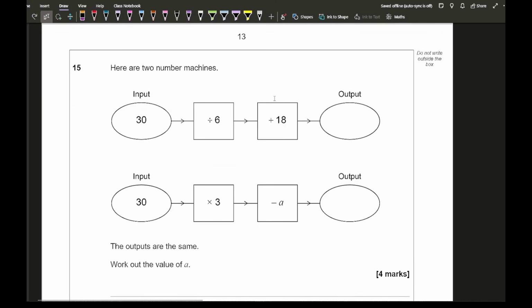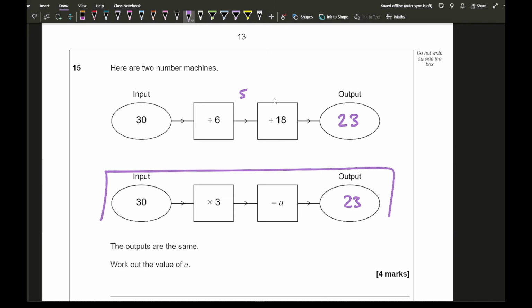Moving on to question 15, it says here are 2 number machines and we've got input of 30 divided by 6 plus 18, and the question is asking us that the inputs are the same, work out the value of A. So here we've got 30 divided by 6, which is 5, plus 18, which gives us an answer of 23. So that means that this has got to add up to 23.